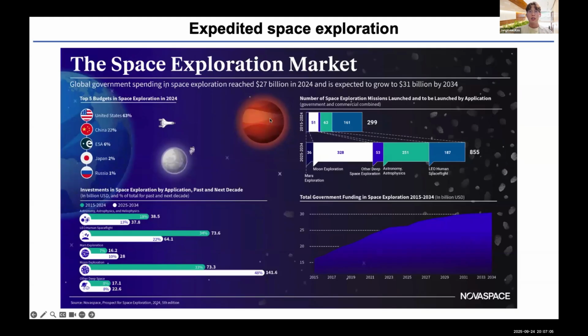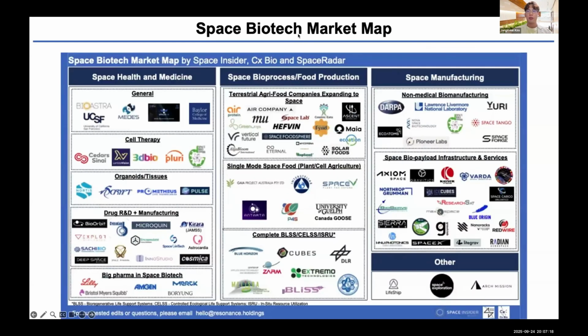And also these days, after the International Space Station, people are trying to commercialize space in multiple ways. It is the same for space biology. There is a space biotech market map. The main three branches would be space health and medicine, so developing therapies, and the second branch would be space bioprocess or food production, representatively space crops, and space manufacturing, utilizing the microgravity environment to make a better product.